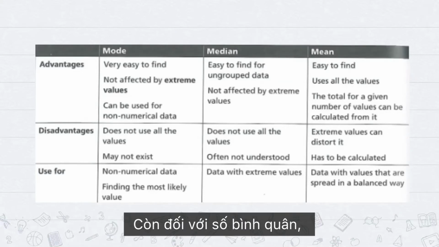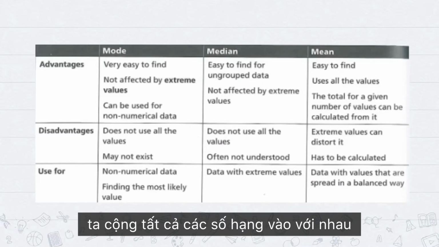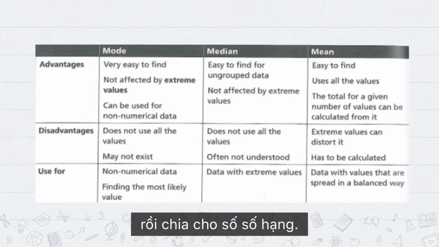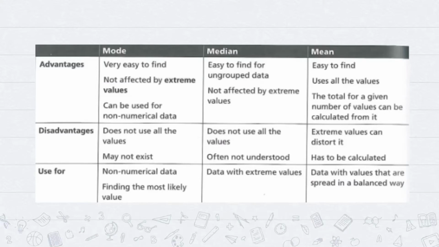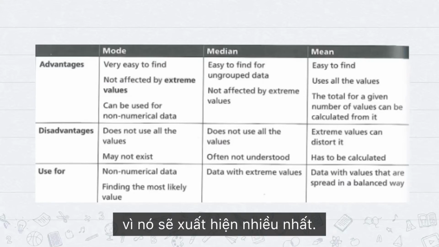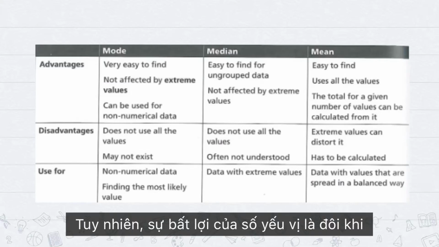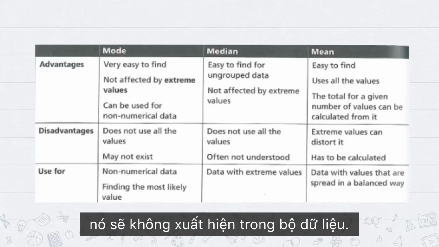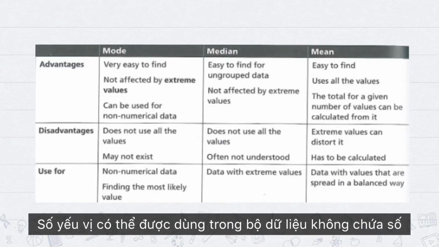And mean is adding the sum of all the numbers and all the terms and dividing it by the number of terms. So the mode is very easy to find because it will pop up the most, but the disadvantage is sometimes in the data it does not exist. It will be used for non-numerical data.